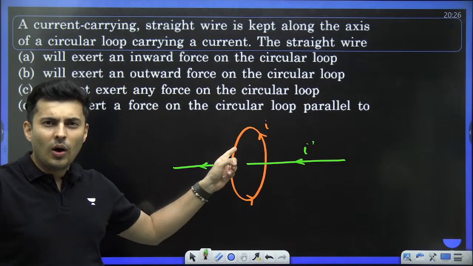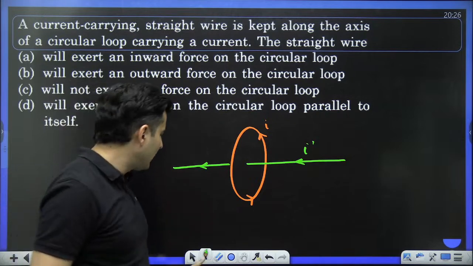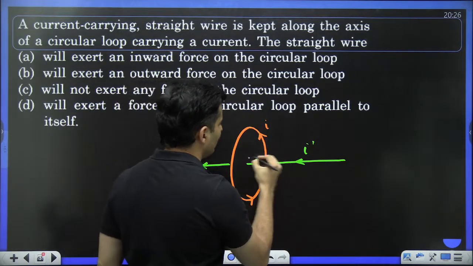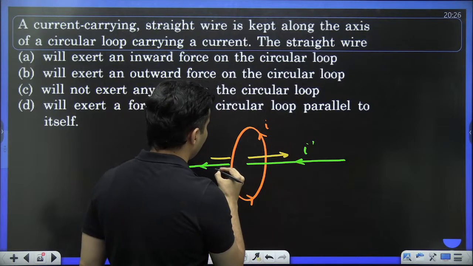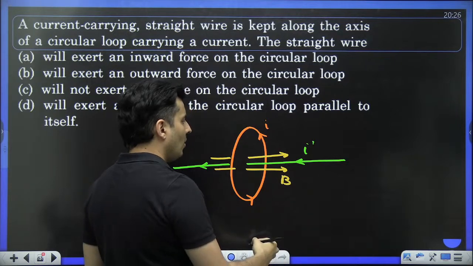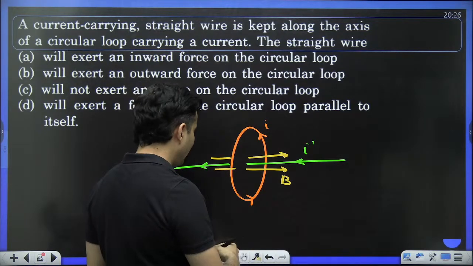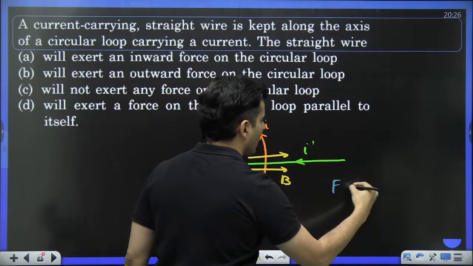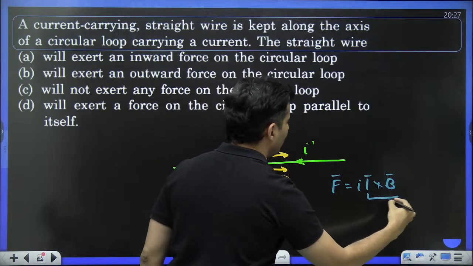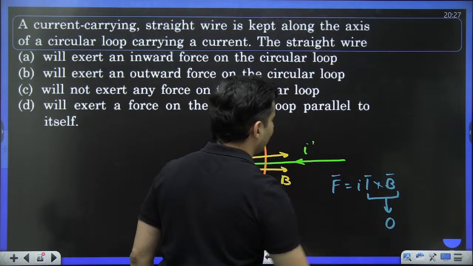Well, due to a coil, I have just told you how the field looks. Due to a coil, the field basically just looks like this. Correct? This is how the field looks. Oh, wait a minute. If I try to find the force using the I, L cross B formula, the problem is L cross B will be a big fat 0.